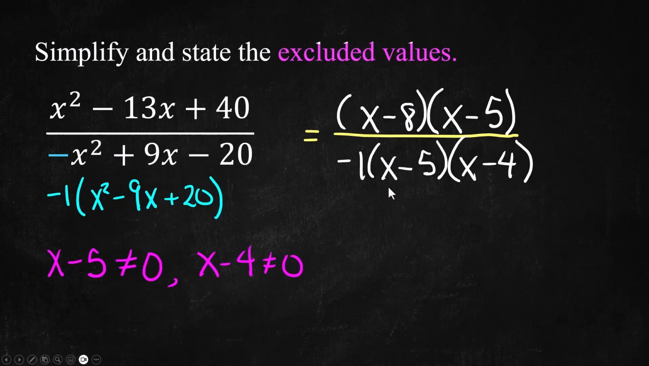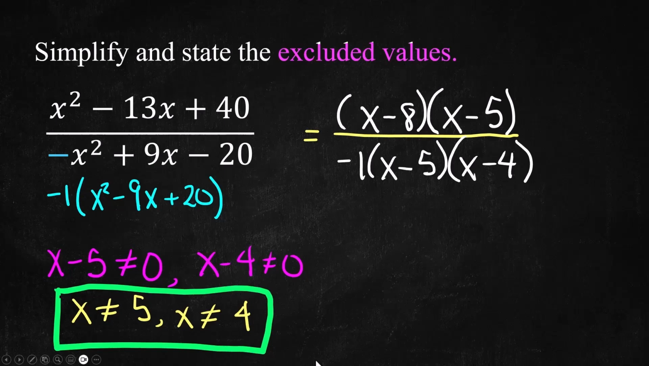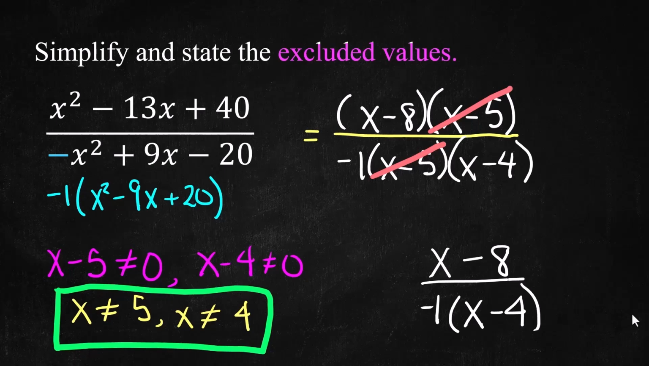You do not want this denominator to ever equal 0, which means x minus 5 can't equal 0, and x minus 4 can't equal 0, which means x can't be 5 and x can't be 4. That's part of your answer. Now you can go back to simplifying. The x minus 5s are going to cancel out, and what's left is your final answer that is simplified.